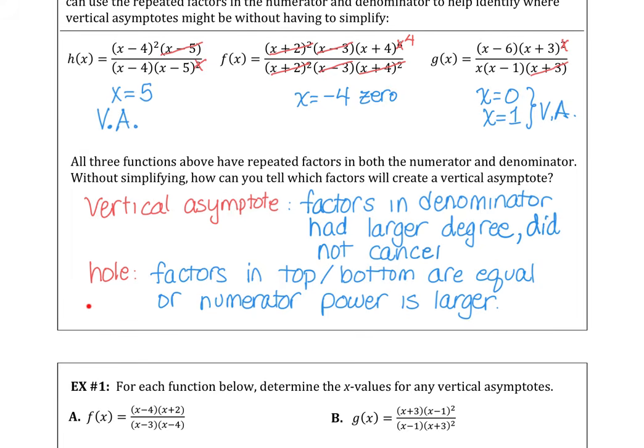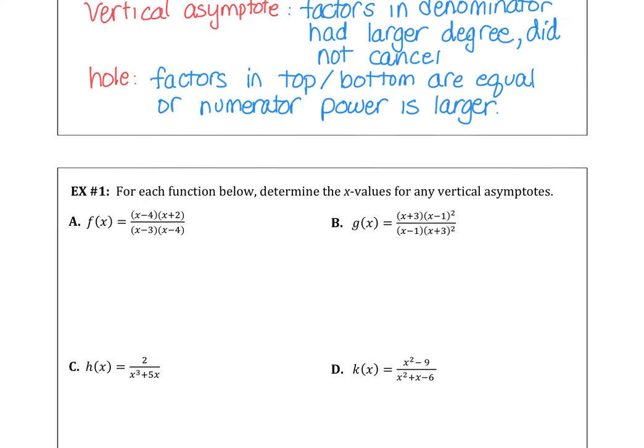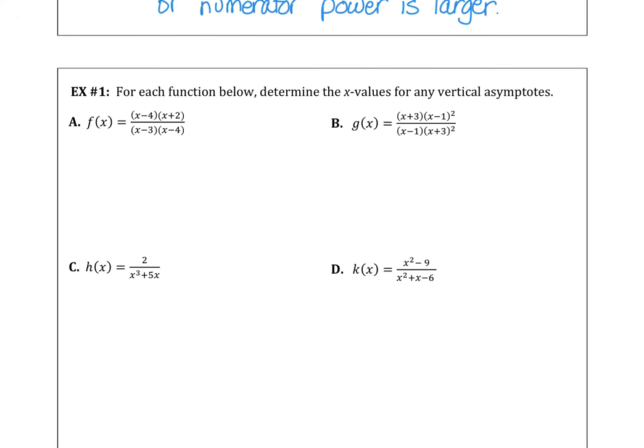But a hole happened when the factors in top and bottom were equal, or that the numerator power was larger than the denominator power. Let's look at example 1. For each function, determine the x values for any vertical asymptotes.